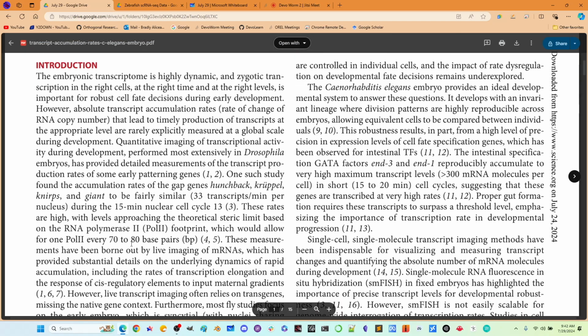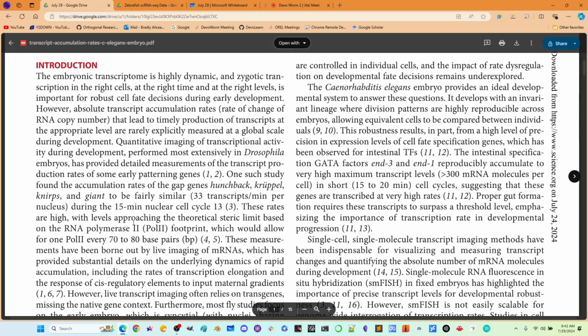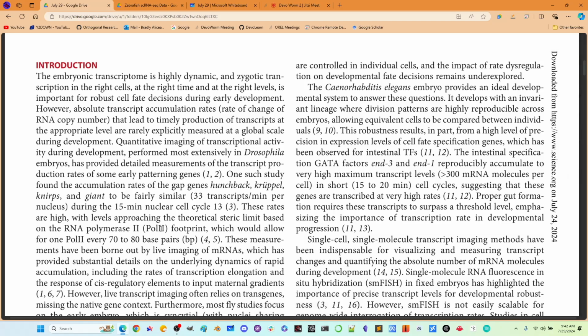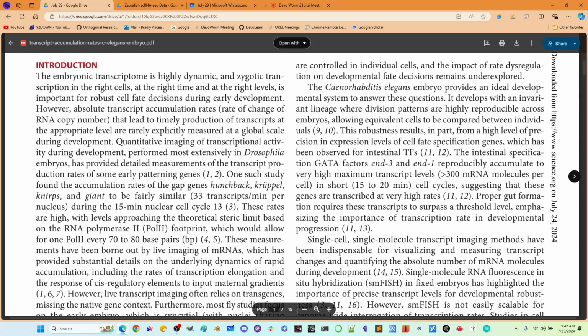These rates are high, with levels approaching the theoretical steric limit based on RNA polymerase footprint. So this is where the polymerase can only move so fast, and it can only produce so many transcripts. So there's sort of an upper bound, and we talked about this in the article on increasing the speed of cell division for bioengineering. There, we were looking at bacterial cells. In this case, we're talking about Drosophila cells. But in both cases, you have this rate-limiting factor of the polymerase. So it's interesting that you're able to get up to that theoretical limit. So this would allow for one polymerase every 70 to 80 base pairs.